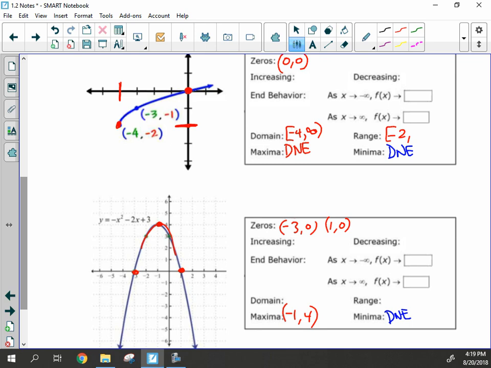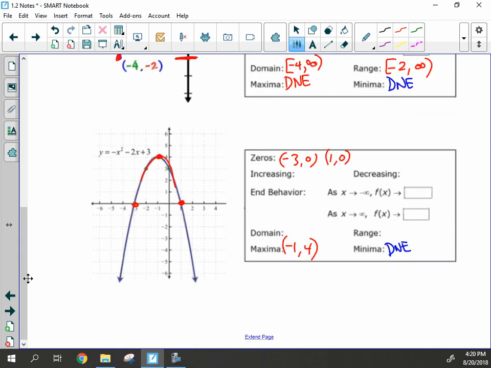This graph, let's see, domain, left side, arrow, right side, arrow. So that means -infinity to infinity. So this graph never goes straight down, it goes outward forever. The range, bottom to top. So the bottom has arrows, so that means we have -infinity. The top is this height, so that means it goes up to 4, and that's a black dot.